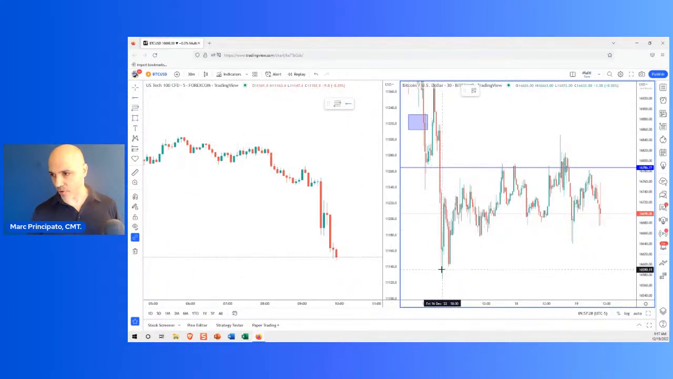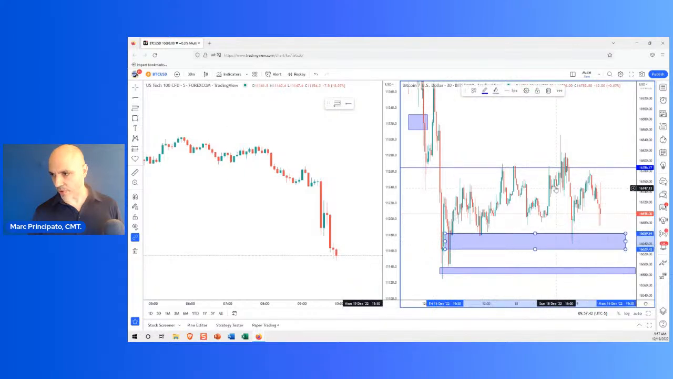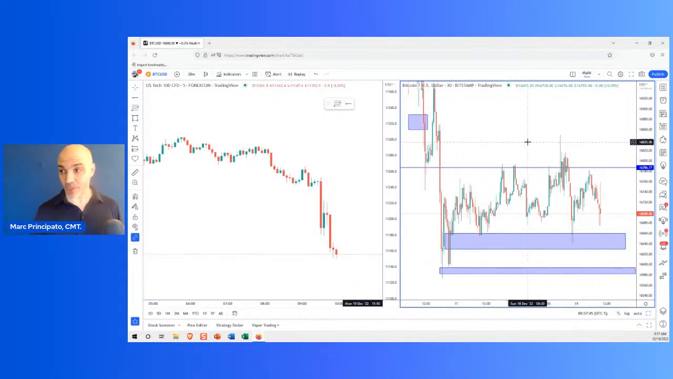But this is going to be a zone because you have an area. You have this area right here. Here, let me re-highlight that. We have this area right here. Okay, and then we have this area here. These are zones, right? So those are the support zones, and we are in a range right now.